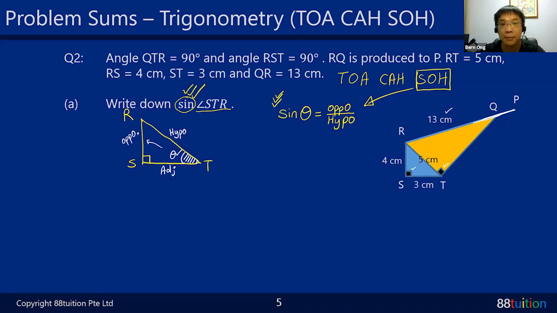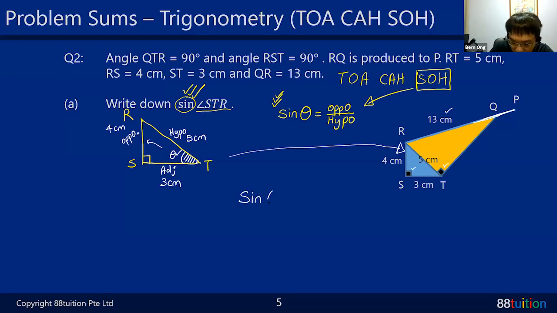So once you have this in mind, you just have to substitute the numbers in. We have the adjacent as 3 cm, the opposite as 4 cm, and the hypo as 5 cm, from this portion of the diagram here. Can you see? So now the formula is what? Sine theta, the general formula, is equal to opposite over hypo. I'm just copying down. And now I try to substitute in the correct numbers.